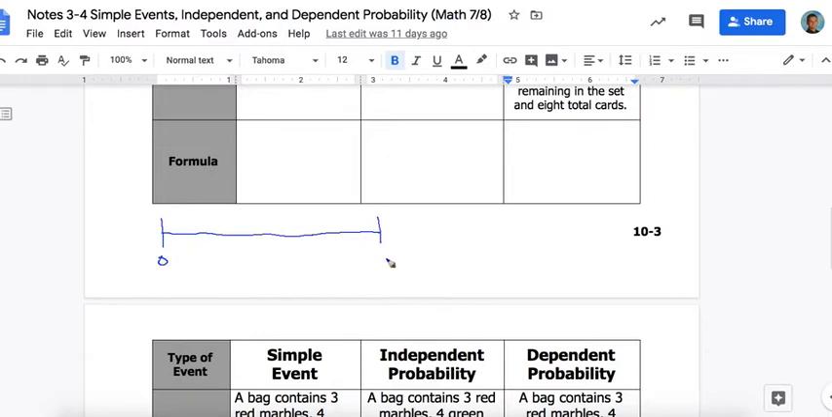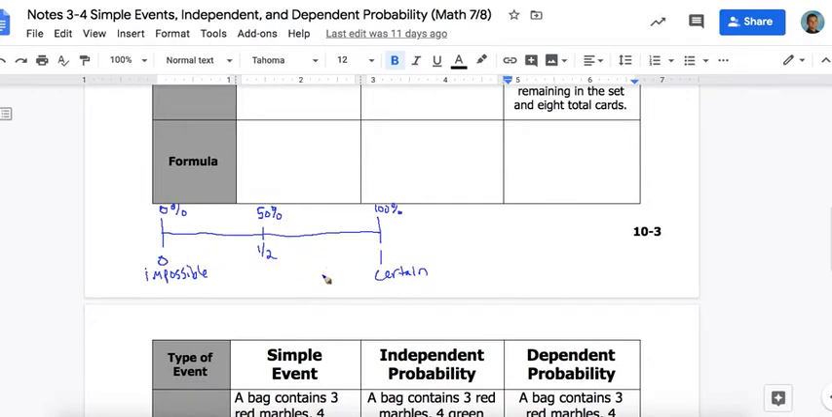So 0 probability means it's impossible, that is not likely to occur. And then if we have a probability of 1, that is certain to occur. So we would call this 0%, and we would call this 100%. That's definitely going to happen. And then right in the middle, we would have 1/2 or 50%.